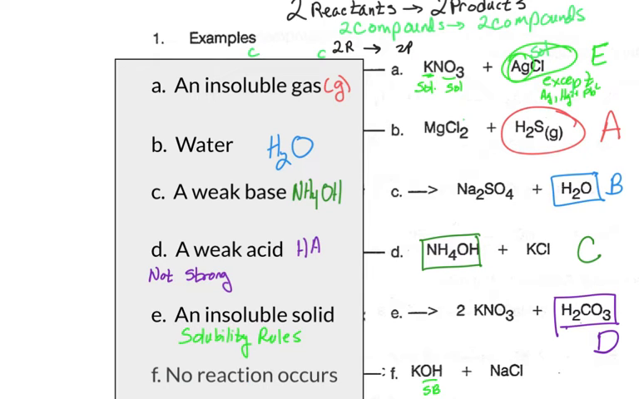So we're going to start with looking at the first one, which is potassium hydroxide. Potassium is always soluble because it's group 1A. Then we don't know about the hydroxide, but the potassium says it's always soluble because it's group 1A, and that's how we know it's a strong base. And the second thing is sodium chloride, and again, sodium is always soluble, and so both of these are soluble, and that means that no reaction occurs. For letter F, the answer will be F.